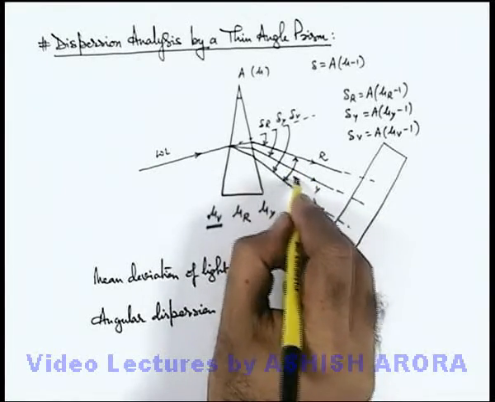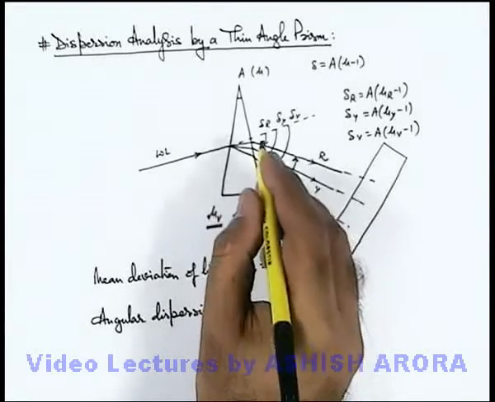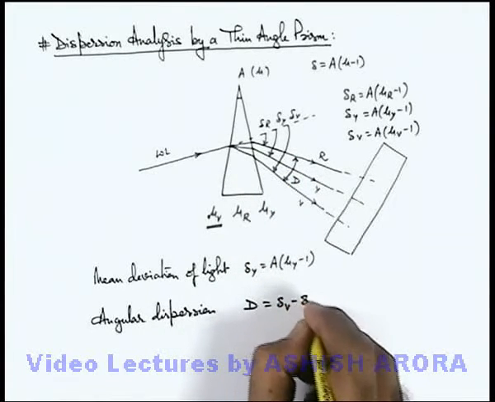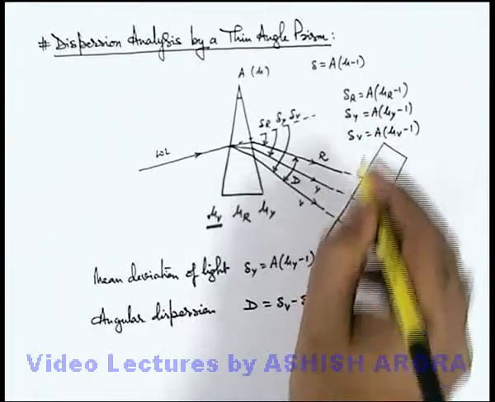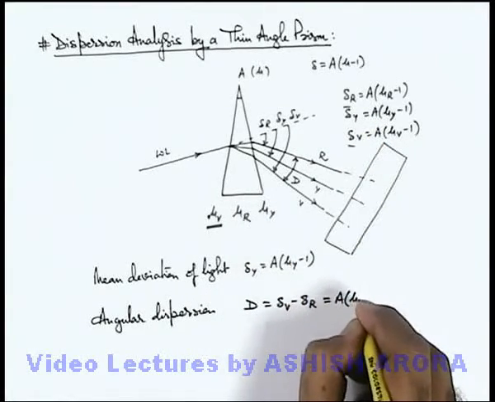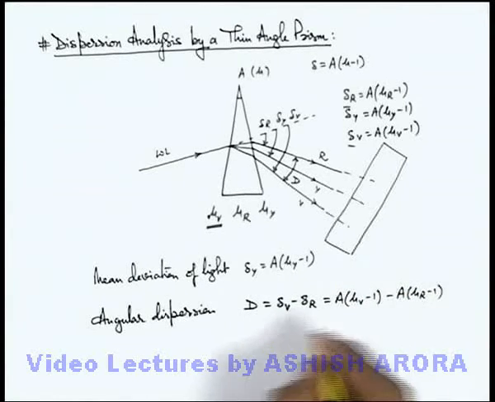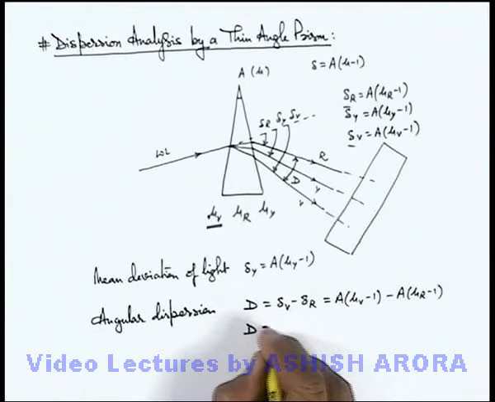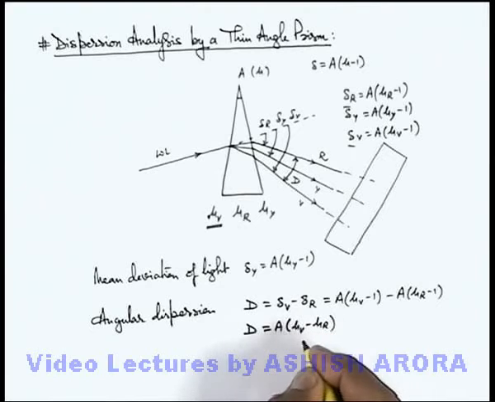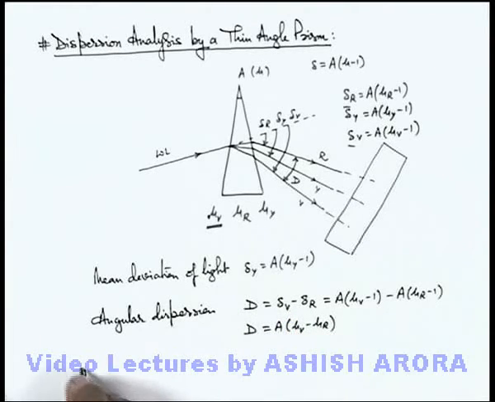So if this angle is written as d, then angular dispersion d is simply the difference in the deviation angles of violet and red light. So this will be delta v minus delta r. If we substitute the values of delta v and delta r, this will be A multiplied by mu v minus 1 minus A multiplied by mu r minus 1. On simplifying, we get the value of angular dispersion as A multiplied by mu v minus mu r. Here you can also directly calculate the dispersive power of the prism material.